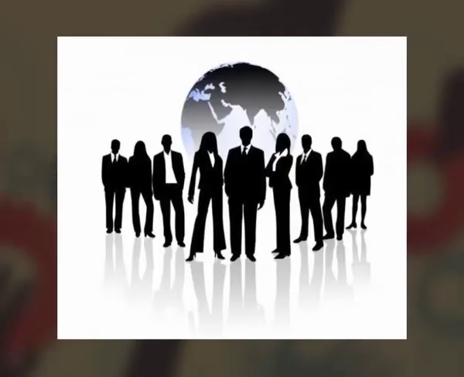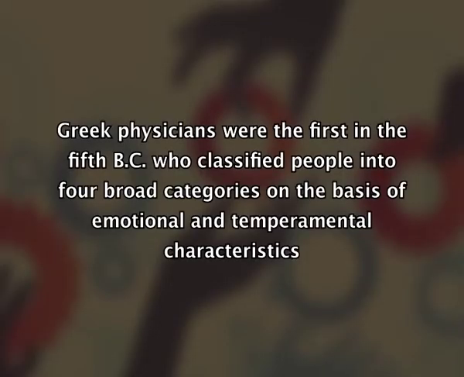Theories adopting the type approach advocate that human personalities can be put into a few clearly defined types, and each person, depending upon his or her behavioral characteristics, somatic structure, blood types, fluids in the body, or personality traits, can be described as belonging to a certain type. Greek physicians were the first, in the 5th century BC, who classified people into 4 broad categories on the basis of emotional and temperamental characteristics.